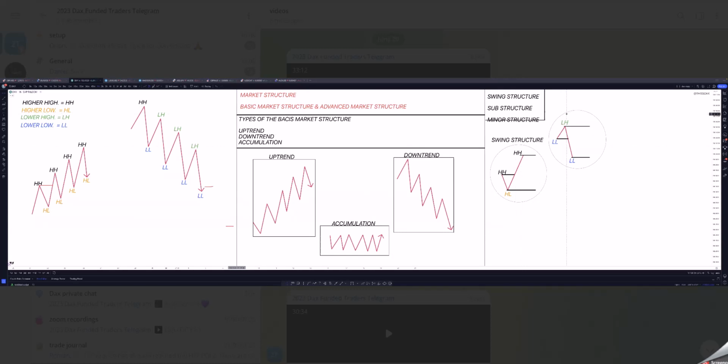Now let's come to one of the main deals, which is the main types of the basic market structure: the swing structure, the substructure, and the minor structure, right? The swing structure, substructure, and the minor structure. Apparently, the swing structure just gives you a focus. It helps you understand that, okay, this is where I want to buy from. Just like this zone now.